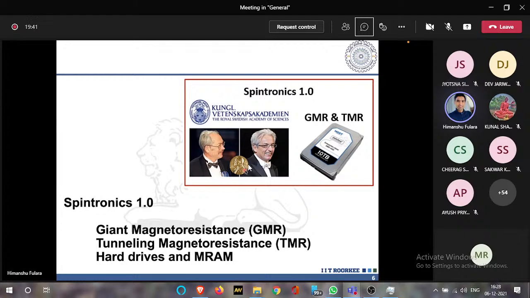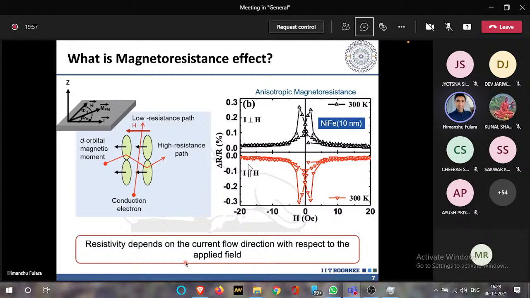This is spintronics 1.0, in which I will discuss the giant magnetoresistance and tunnel magnetoresistance effects, and how these effects have revolutionized our hard disk drives and random access memory. The simpler concept is the magnetoresistance effect. This effect was quite old, already there in the 1970s or so, and it is a very simple effect.